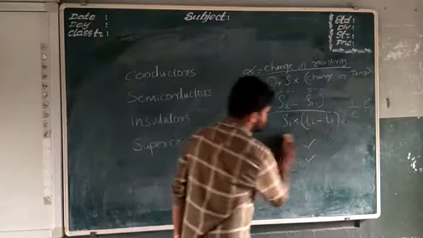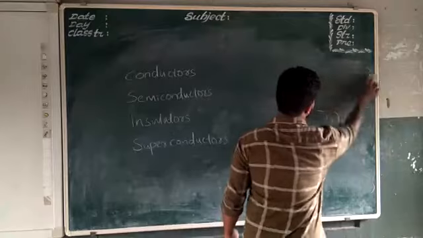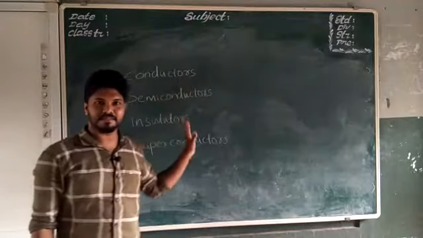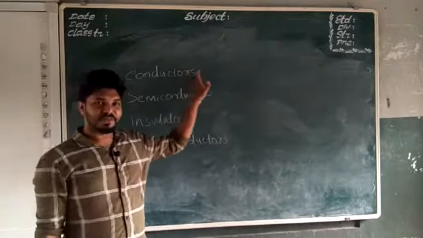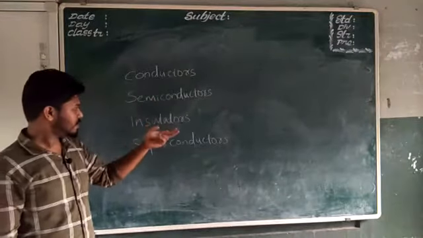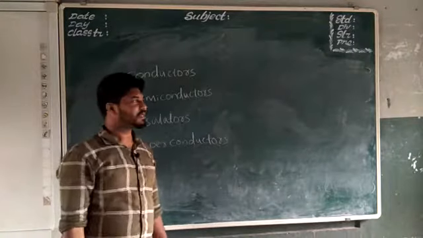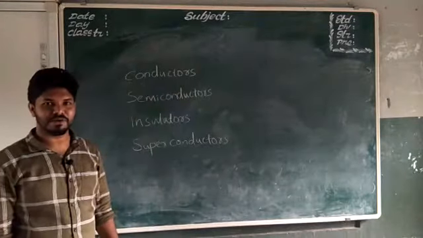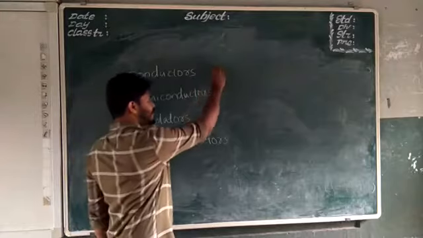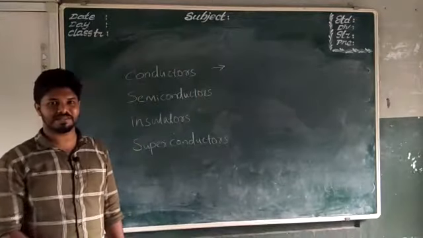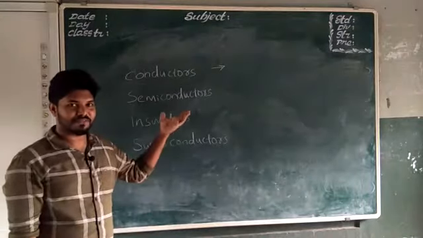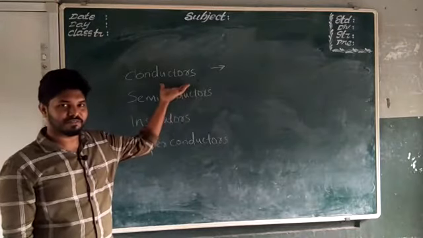Based on resistivity, the materials are divided into 4. You already know, based on conductivity, materials are divided into conductors and insulators. Like that, based on resistivity, the materials are classified into conductors, semiconductors, insulators, and superconductors. Conductors are those materials which allow the passage of current completely through them. And we are classifying them based on resistivity, so we have to give a definition based on resistivity for conductors.